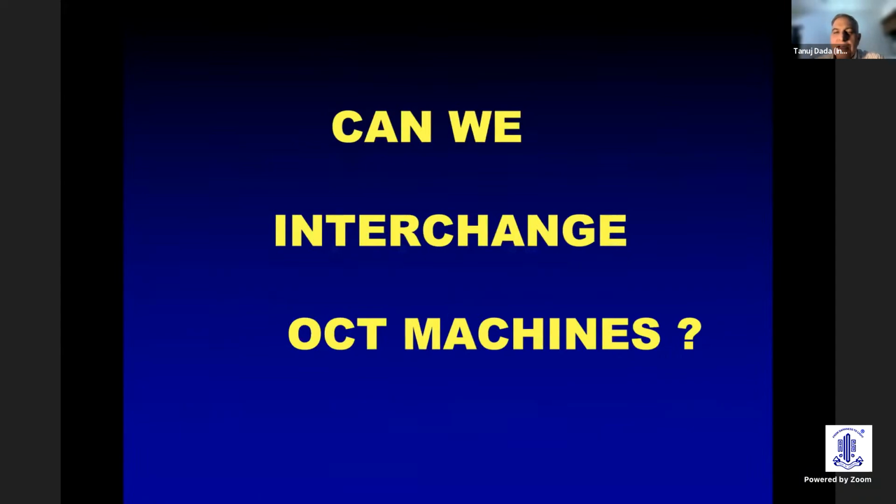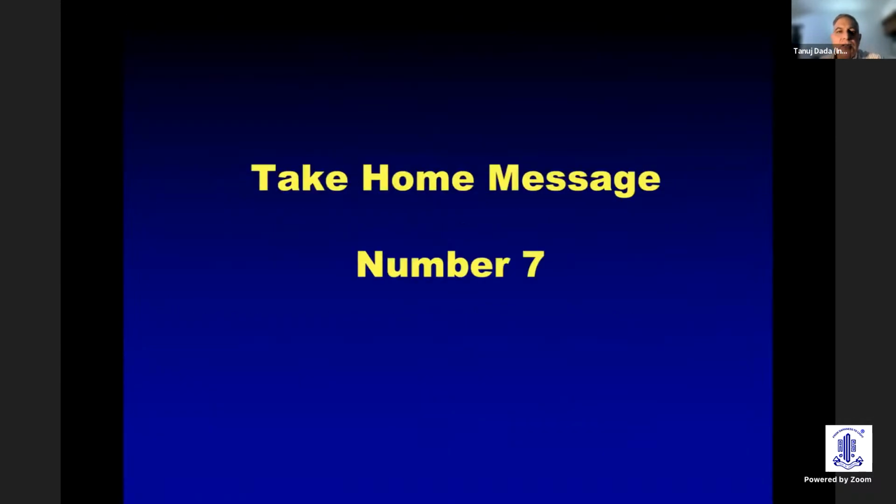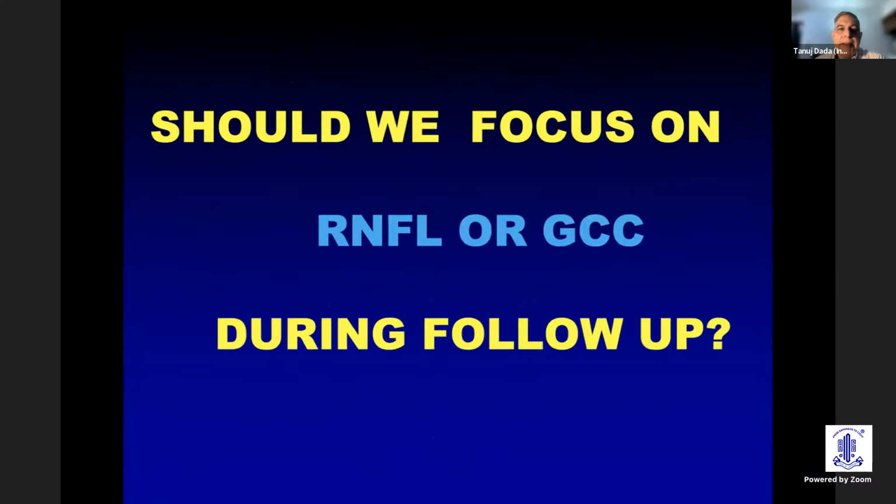Another important question is, can we interchange OCT machines when you follow up the patient? The answer is no. Different machines have got different algorithms and they vary extremely in the thickness that they are capturing. So you can't use a different OCT machine on follow-up; use the same manufacturer for follow-up. And of course, you can change the model number and upgrade the machines, but don't change the basic technology or the different companies for the OCT.